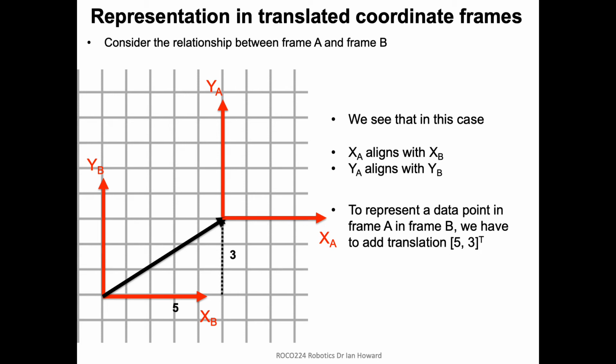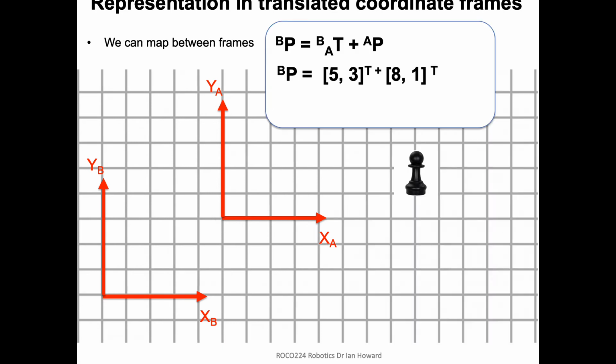Therefore, we have to calculate the distance between the origins. If we want to represent something that we have in frame A in terms of frame B, we've got to add on to what we have in frame A this additional distance. So we've got to add on the translation 5, 3. And if we did that, we can map from one frame to the other frame. So the point represented in frame B is the translation between A and B, that's this distance here between the origins, plus whatever the value is of the point represented in frame A. In this case, the value in frame B is going to be the vector 5, 3, added on to the position within frame A, which is 8, 1.